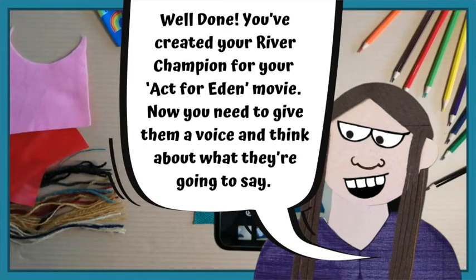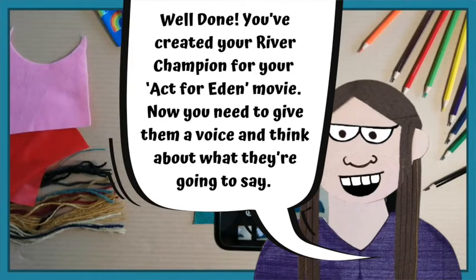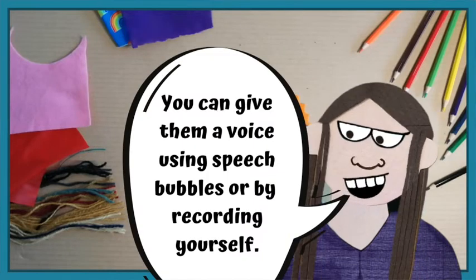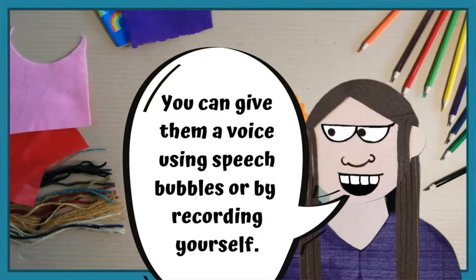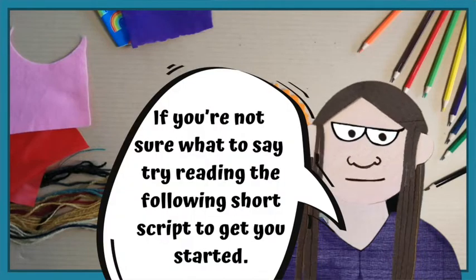Done! You've created your river champion for your Act for Eden movie. Now you need to give them a voice and think about what they're going to say. You can give them a voice by using speech bubbles or by recording yourself. If you're not sure what to say, try reading the following short script to get you started.